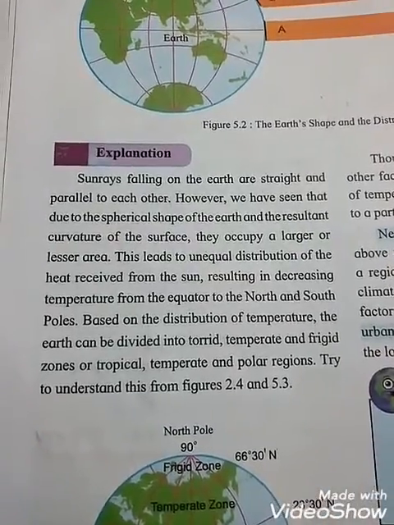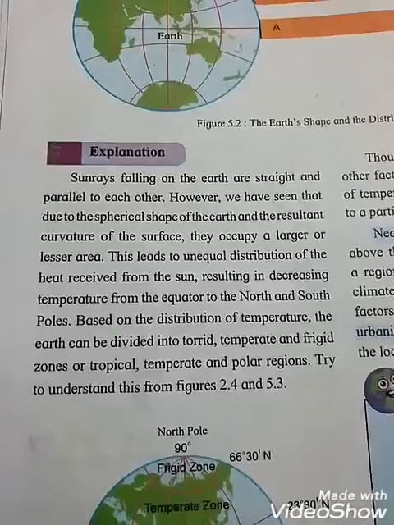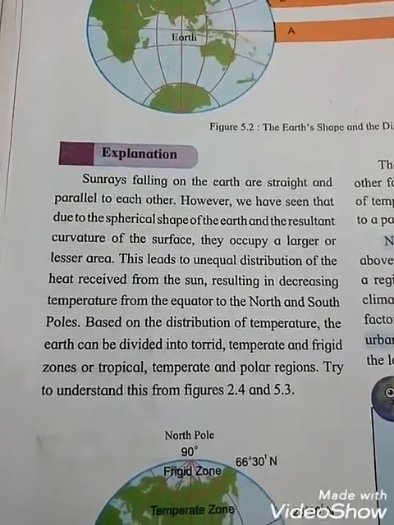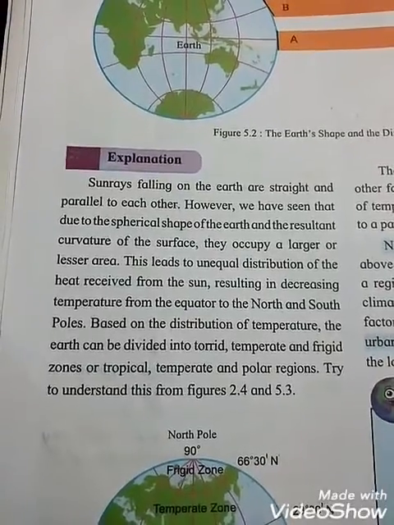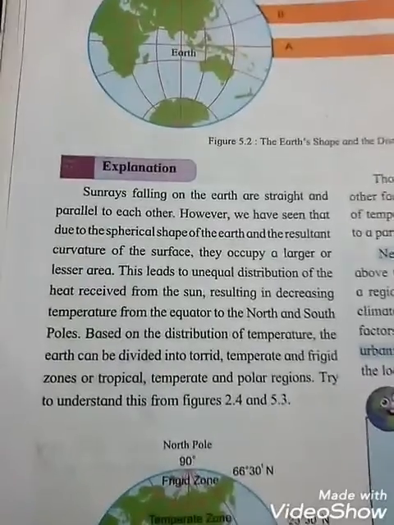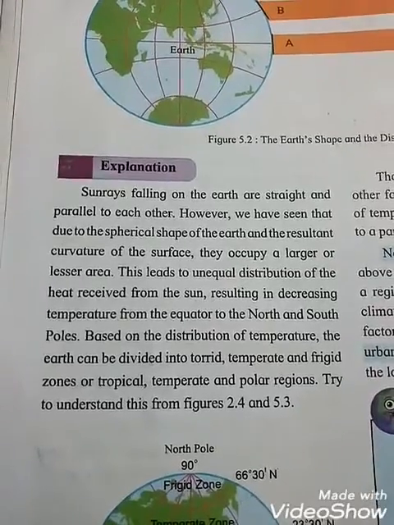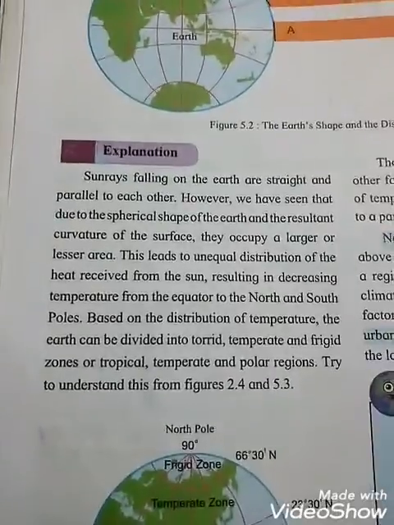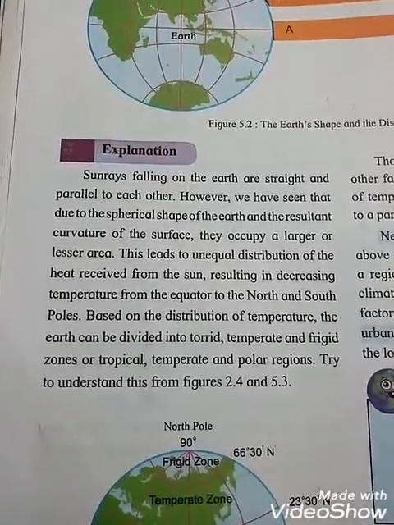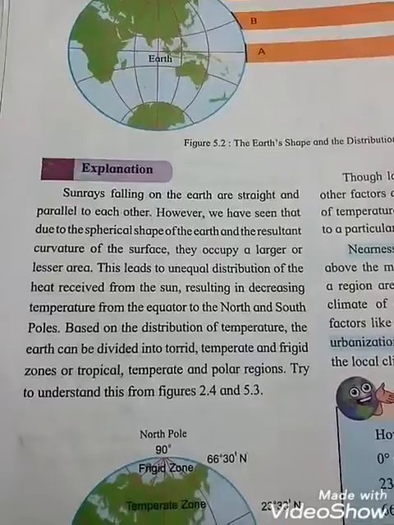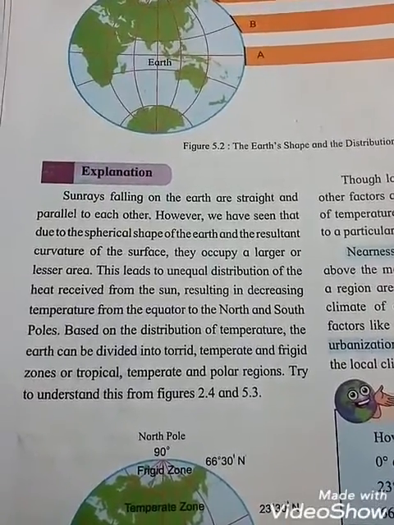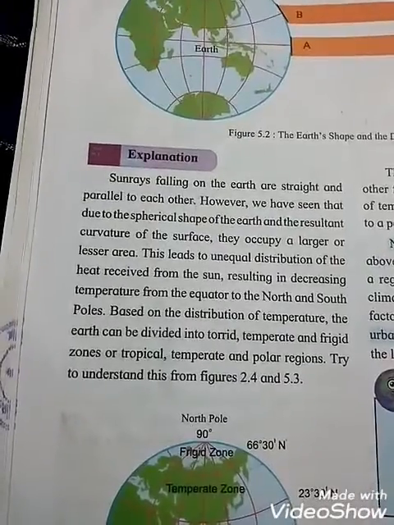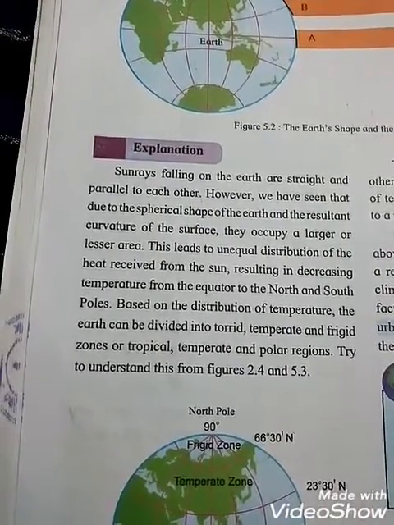However, we have seen that due to the spherical shape of the earth and the resultant curvature of the surface, they occupy a larger or lesser area. So you all know, students, the earth is spherical in shape. This leads to unequal distribution of the heat received from the sun. So the heat we receive from the sun is not equal. Okay students, resulting in decreasing temperature from the equator to the north and south poles.